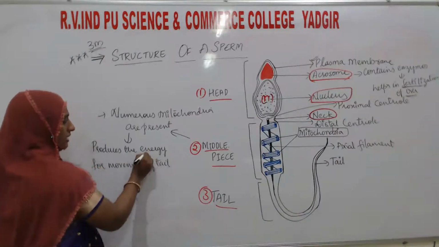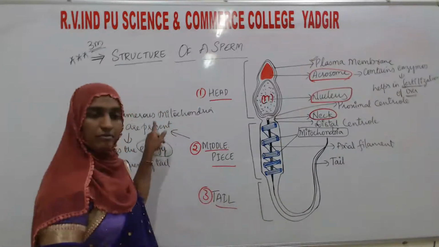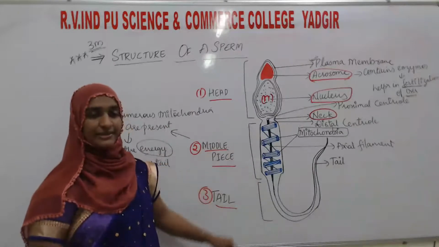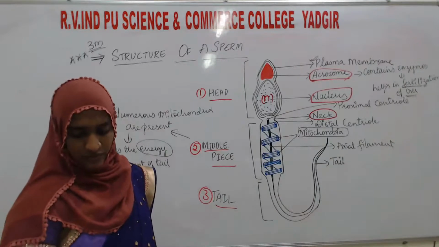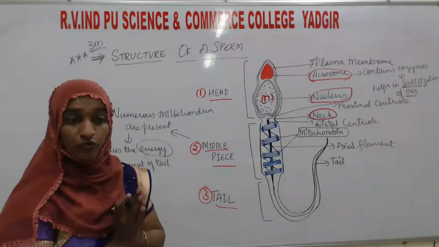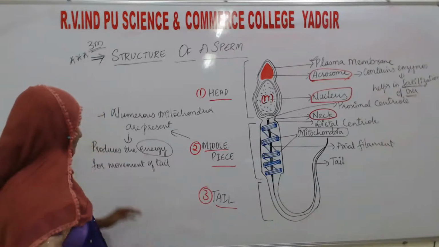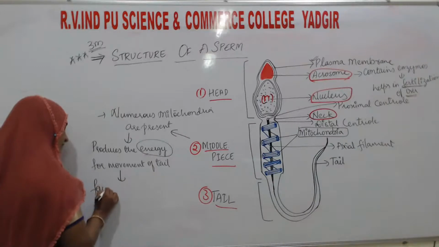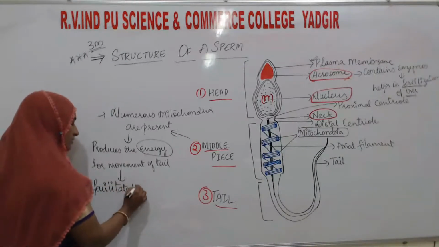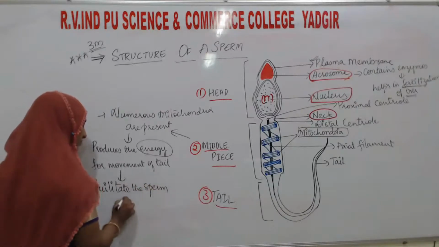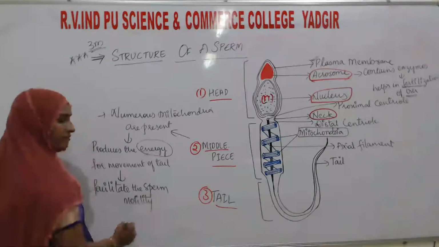Who is going to produce the energy for the motility of the sperm? That is the mitochondria, which is present in the middle piece region, which produces the energy for movement of the tail. If movement of the tail takes place, that will facilitate the sperm motility. If the sperm is not motile, then it cannot fertilize the ovum.